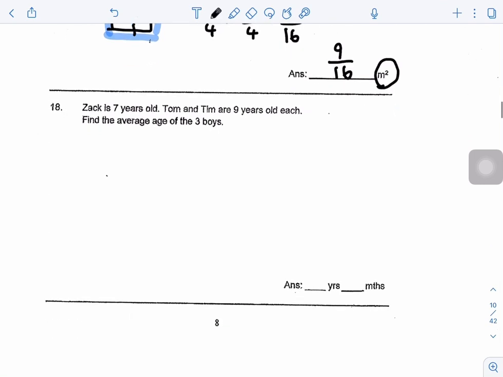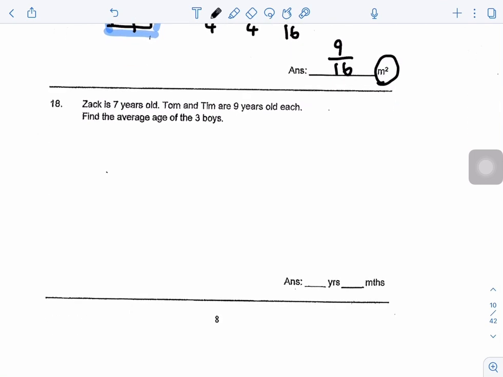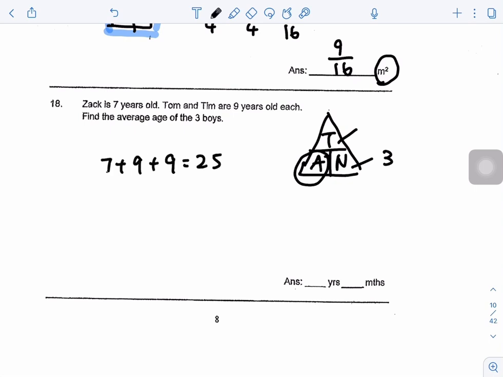Okay. Question 18. Zach is 7 years old. Tom and Tim are 9 years old each. Find the average age of the 3 boys. Average, draw the tan triangle if you're not super sure yet. We are trying to find the average. We need the total and the number. Number is 3 boys. Total 7 plus 9 plus 9, that is 25. Okay, so average should be 25 divided by 3.